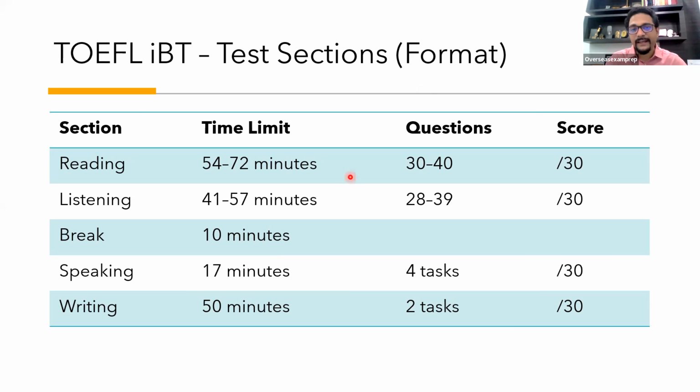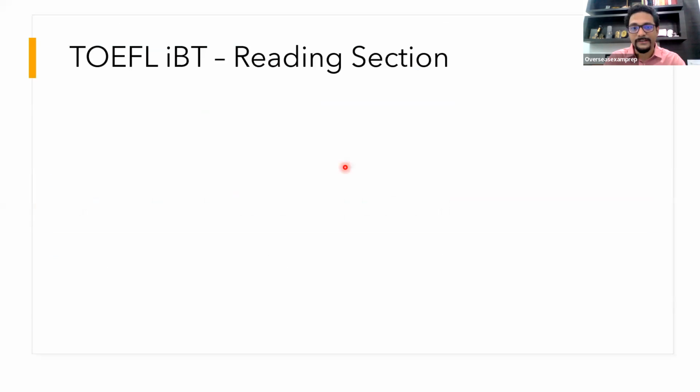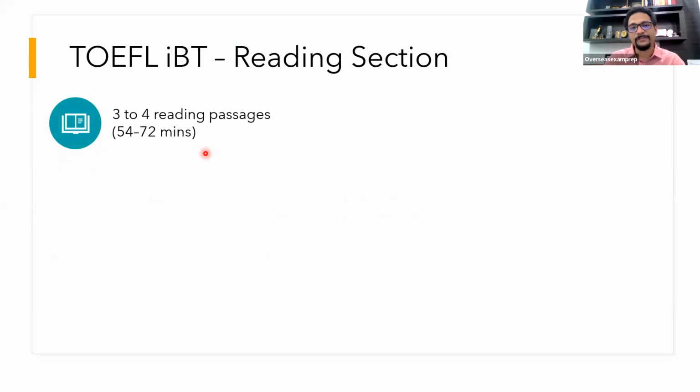So let's go into the reading test first and look at it from a detailed perspective. So this is the reading section. Now, why is it 54 or 72? Because there could be 3 or 4 reading passages here. If it is 54 minutes, you'll have 3 passages. If it is 72 minutes, you will have 4 passages.